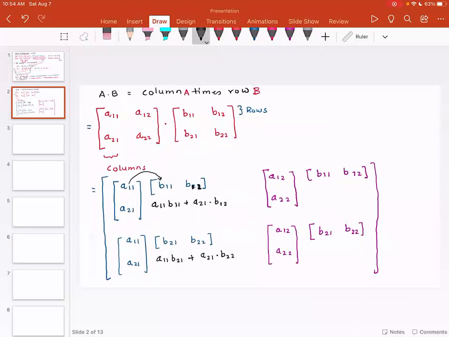So next, plus A22, B12, A12, B21 plus A22, B22. And I would encourage you to compare this with the inner product multiplication that we just did. So in contrast to inner product, this is called outer product. And it may seem tedious, but there is an advantage in doing this when we look at matrices as vector spaces, and we will talk about it in the near future.